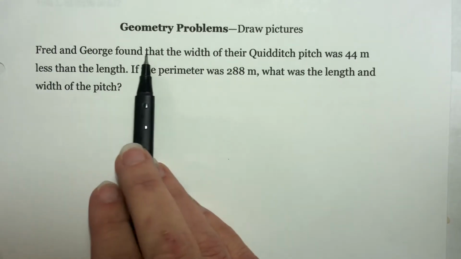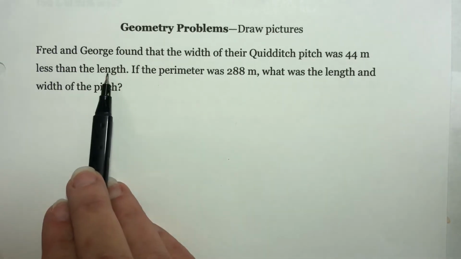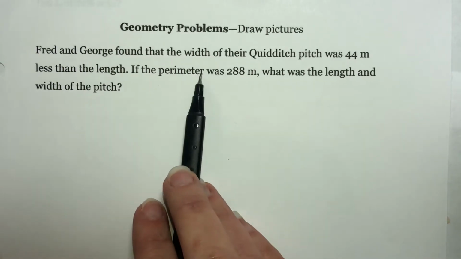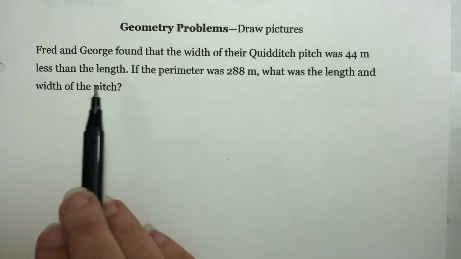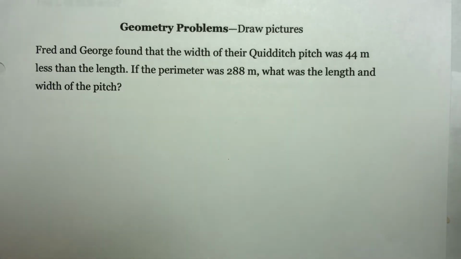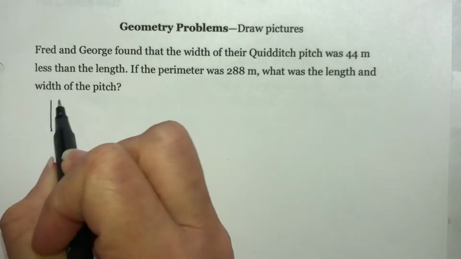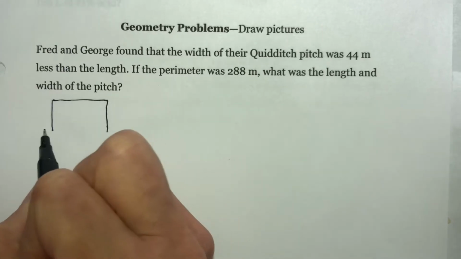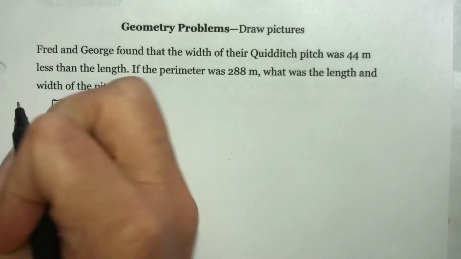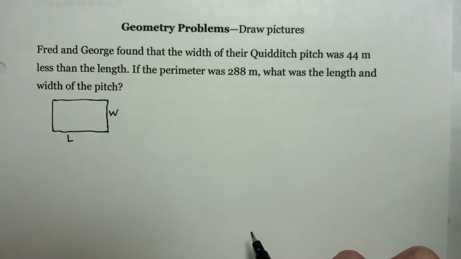Fred and George found that the width of their Quidditch pitch was 44 meters less than the length. If the perimeter was 288 meters, what was the length and width of the pitch? Okay. So we're given length and width. We have, although it doesn't tell us, a rectangular field. And this would be our width, this is our length.